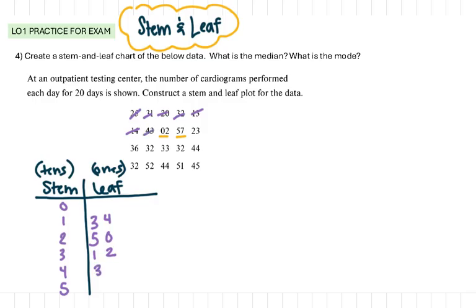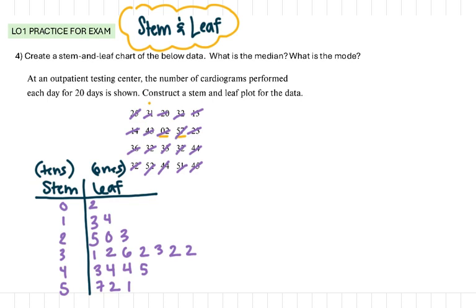43, 02, 57, 23, 36, 32, 33, lots of 30s, 32, 44, 32 again, 52, 44, 51, and 45.